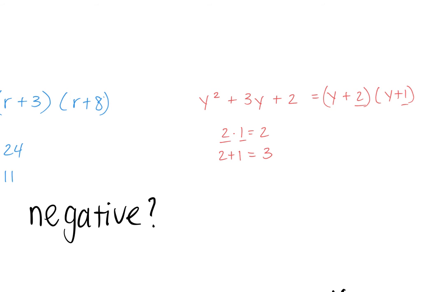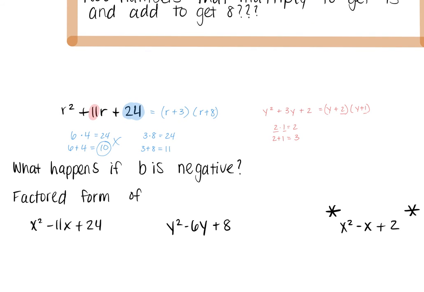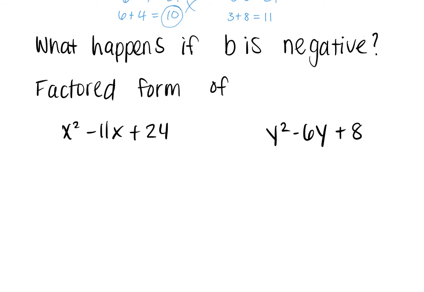Now, again, guys, the more practice we do with these, the better we'll get at it, and the more it'll make sense. Now, we only covered the positive scenario, okay? But what happens if B is negative?